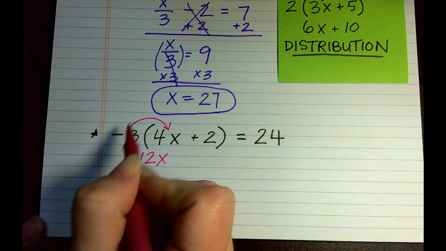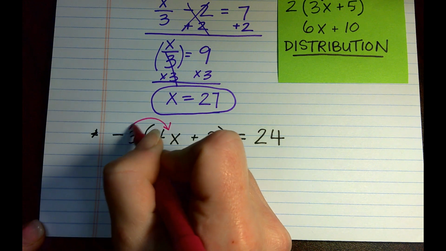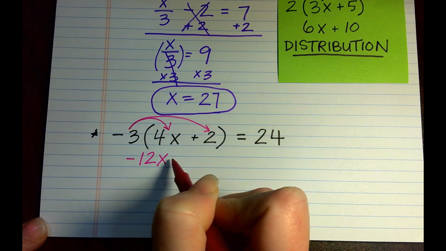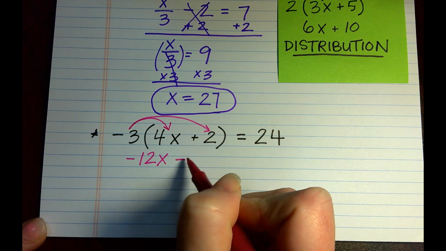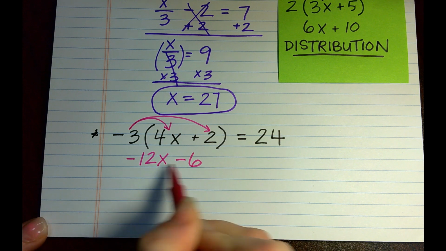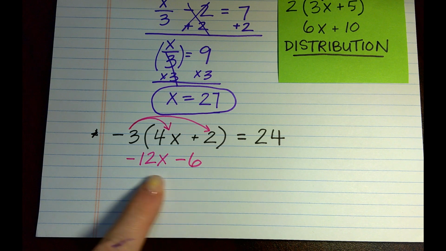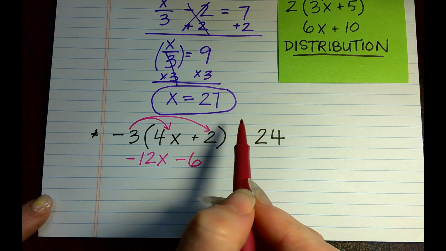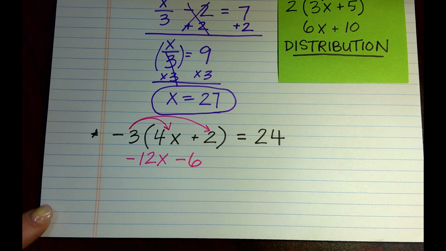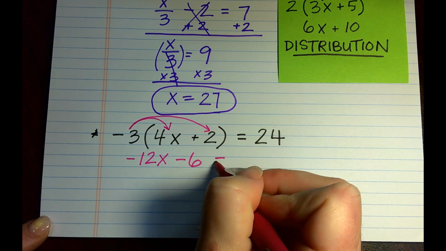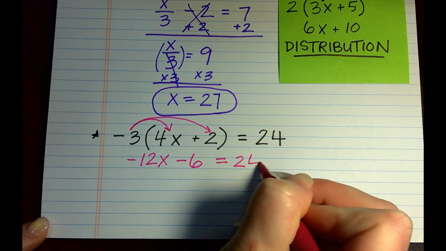You're going to distribute that -3 times +2. A negative and a positive give us a negative. So 3 times 2 is 6. It's negative. Negative 12x minus 6 equals 24. Perfect. All we do next is bring down everything from the original equation so we can continue solving. So I will just write equals 24.